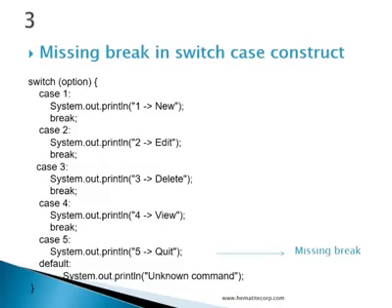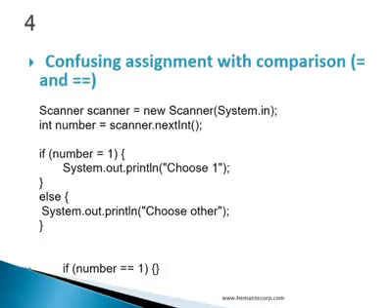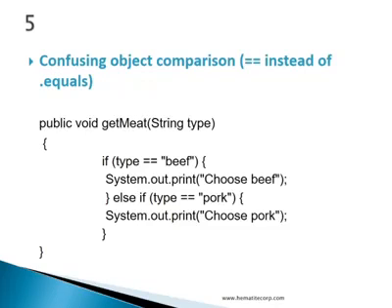Number 3. Missing break in switch case construct, which does not cause a compiler error but makes the code run wrongly. Number 4. Confusing assignment with comparison. The single equal sign is an assignment operator, whereas the double equal sign is a relational operator, and sometimes one mistakenly uses the single equal sign instead of the double. Here, number = 1 is an assignment, not a comparison, thus the compiler detects this mistake easily. Number 5. Confusing object comparison.